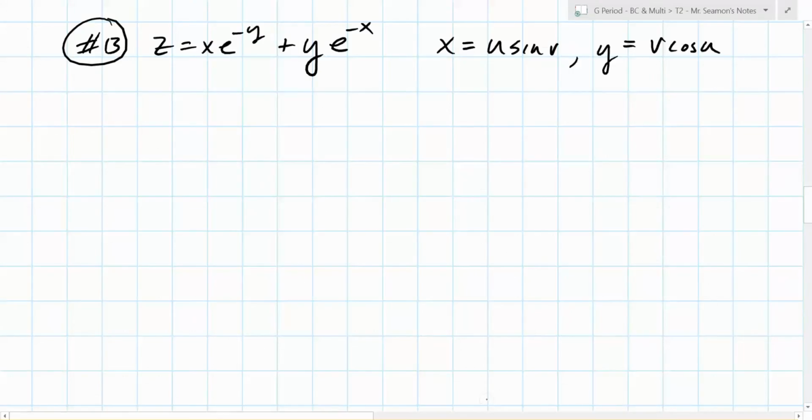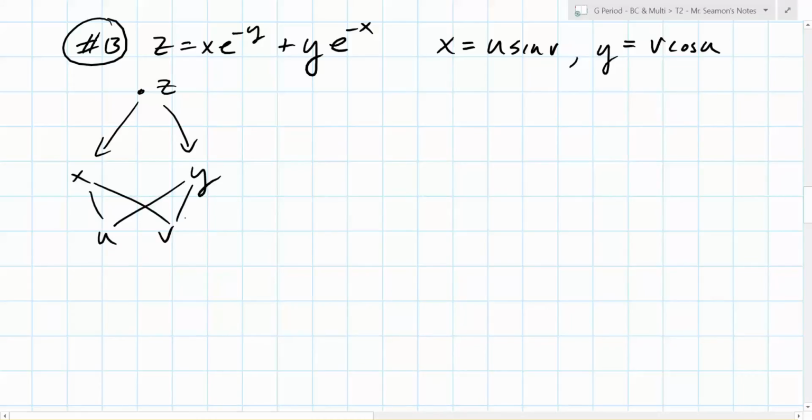Okay, what's the best thing you should do right now? What should I draw? A little chart thing. So z is in terms of what and what? X and y. And then x and y are both in terms of u and v, so they're both going to both of them, correct? So what is it asking you to do on this? It's asking you to find partial z. I'll do one of these. Which one do you want to do, v or u? V, okay?